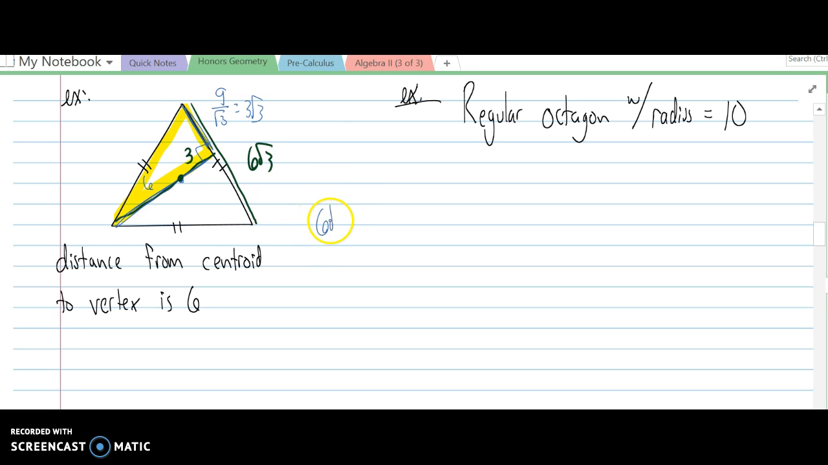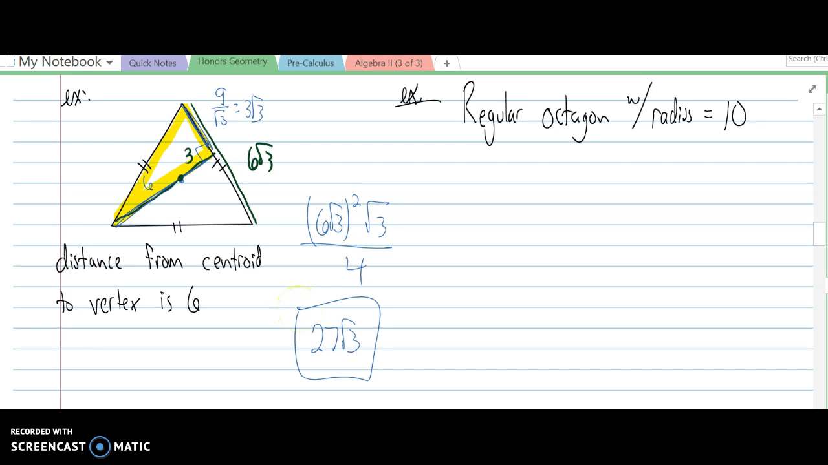Each side is 6 root 3, so if we take that, square it, times root 3 over 4, that's a nice formula for us. So we want to take 6 root 3, square that value, multiply by root 3, also divide it by 4, and that would give us then 27 root 3 for an exact area.